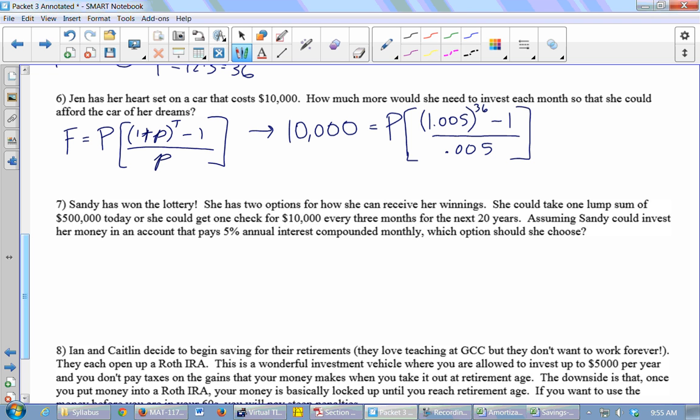So I just have to simplify all that stuff that's in the square brackets. That's just some number. So this says P times some number equals 10,000. I just have to divide both sides by whatever that number is. Yes, question.